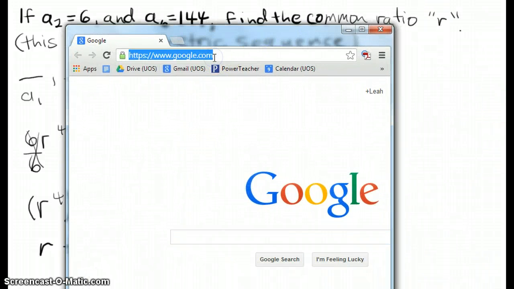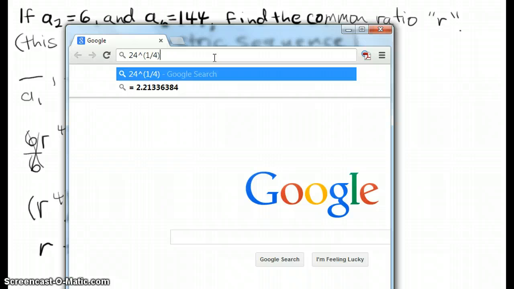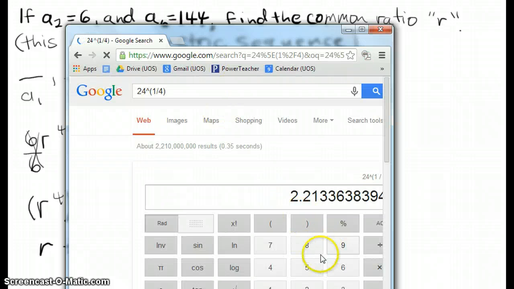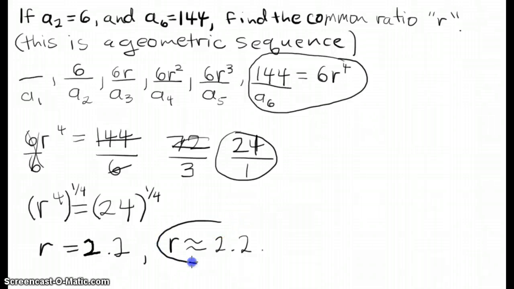I like to use Google for a calculator a lot. I can say 24 to the 1/4 power, enter, and I get that my answer is 2.2133. We'll just take 2.2. So r is equal to 2.2. Or I could say, because we rounded it, that r is approximately equal to 2.2. Alright, this is the answer to our question. We found our common ratio. So we are finished. Thanks for listening in.